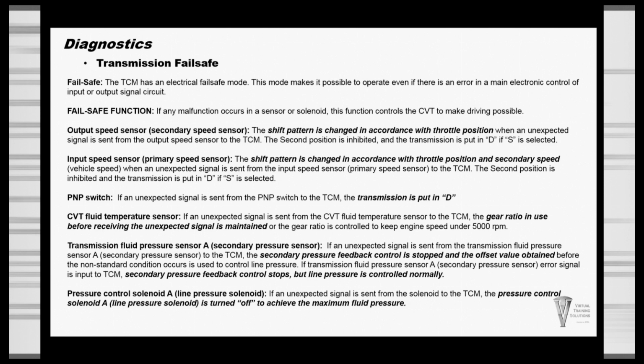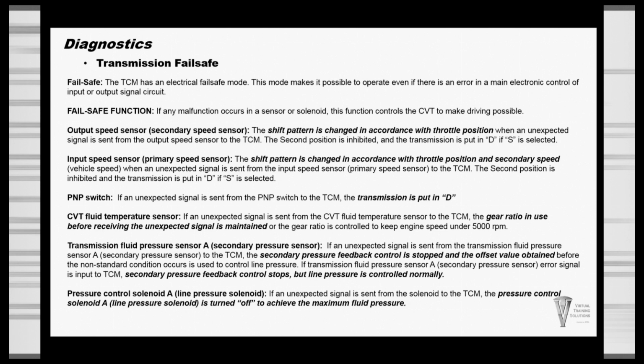If we lose an input speed sensor, the shift pattern is changed according to throttle position and secondary speed, the vehicle speed. So basically what they're doing here is they're using other sensors to be able to still control the transmission shift pattern off of the throttle and other speed sensors. So if the park switch sees an unexpected problem, it's going to put the transmission into the D position or in drive position.